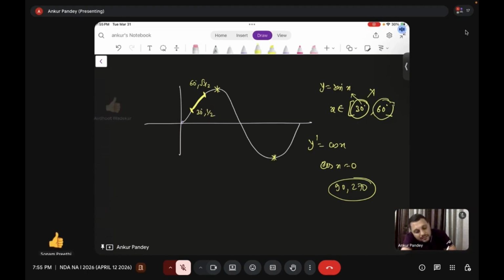So whenever there is x belongs to and you have a closed interval, then the boundary points are themselves the maximum and minimum. Clear?